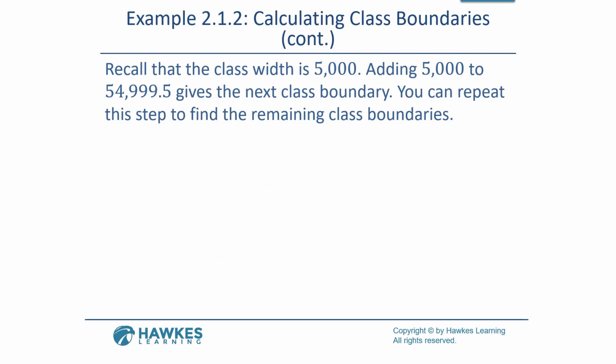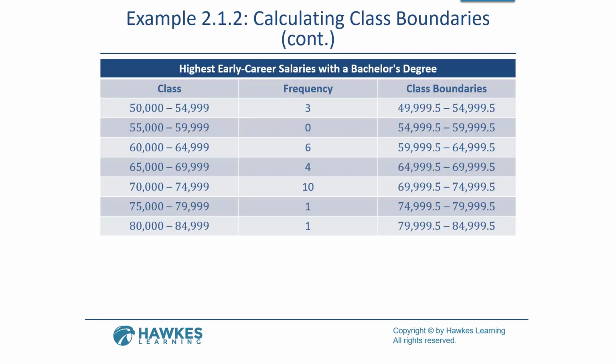And keep on going, adding 5,000. You can go the whole way through your table, frequency chart, just adding 5,000 once you got the first two figured out. So here you've got your frequency distribution with the class limits. Here you've got it with the class boundaries, and you're set.